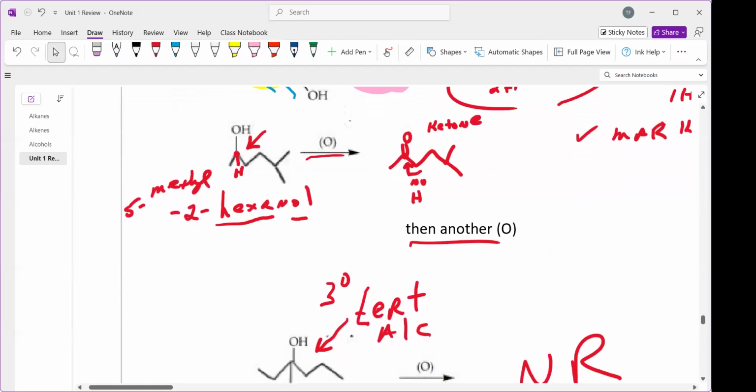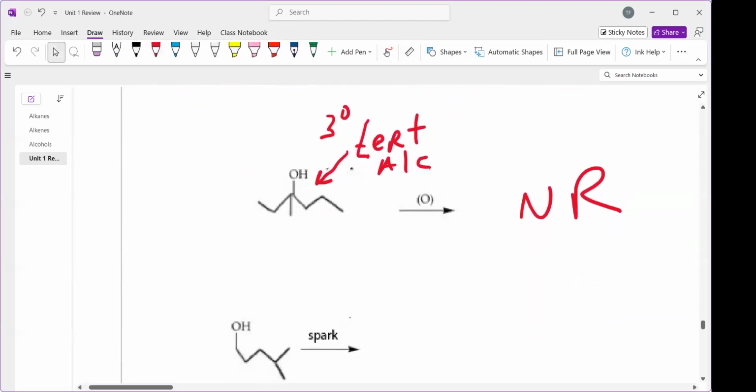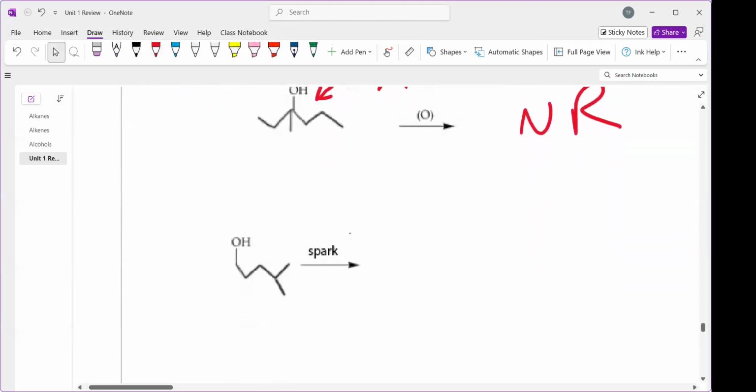Okay, and this one here, we form a ketone and we throw in some more oxidation and then nothing happens because there are no more H's to go around. Now we're going to do this one 2 different ways. One, we're going to spark it. What's going to happen if we spark it? Yep, it's going to burn. So whenever you see spark, burn time.